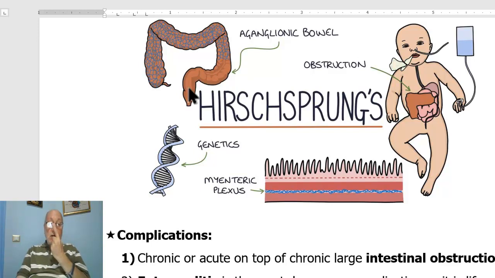Rectal affection only occurs in 10% of cases, but affection of the anal canal, rectum, and sigmoid colon is the majority of cases, about 75%. Affection of all parts of the colon, total aganglionic colon, is about 5% of cases.